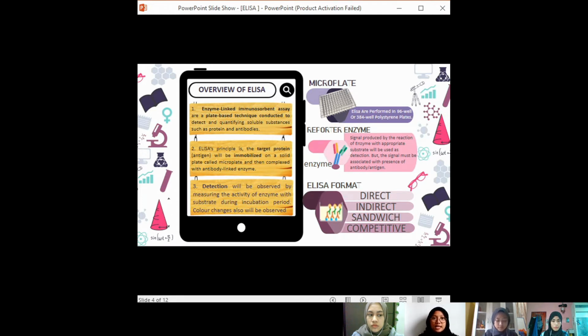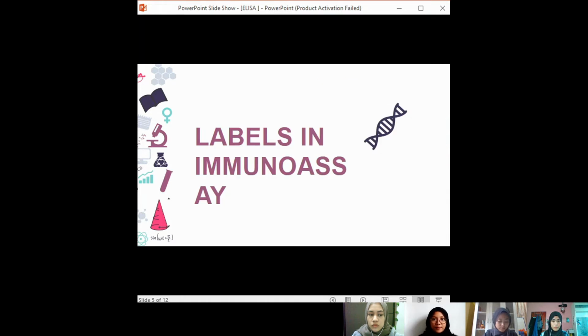Next, let's look at the labels in immunoassay. Thank you, Mira. Then we are moving to labels in immunoassay.